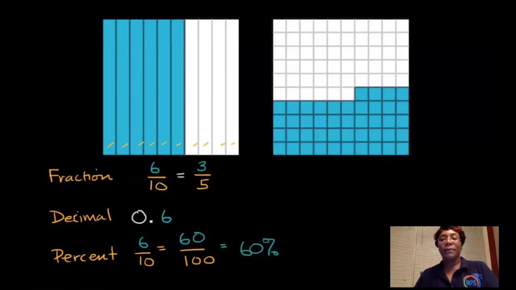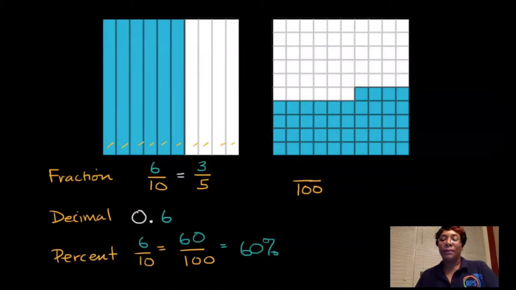Let's do another example. So here, once again, our entire square represents a whole. So see if you can represent the part that's shaded in blue as a fraction. Pause the video and do that. Well, you can see that this is a 10 by 10 grid. So there's 100 equal sections here. Each of these squares represents 1/100th.